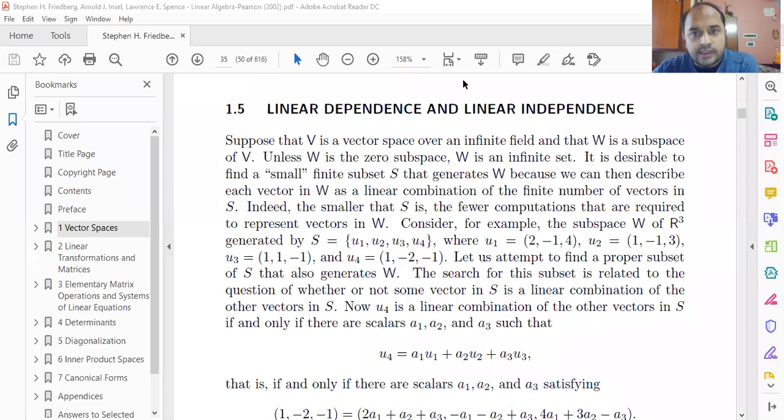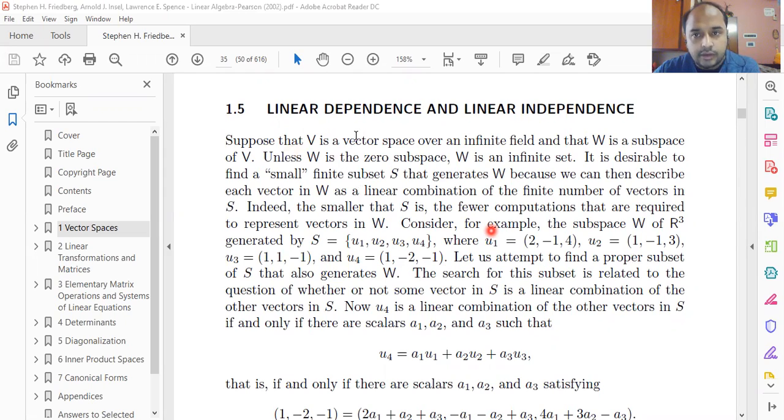So what I was telling in the last session, probably we can all hear me now, is that I'm going to start this section, linear dependence and linear independence, and I'm going to read the section for you from this book. And then I'm going to talk about this a little bit. After that, we will be done with the class for today.